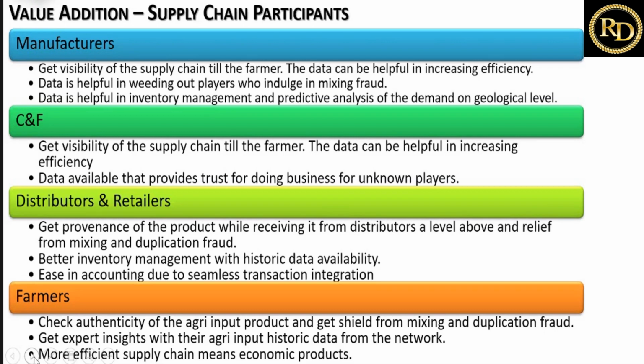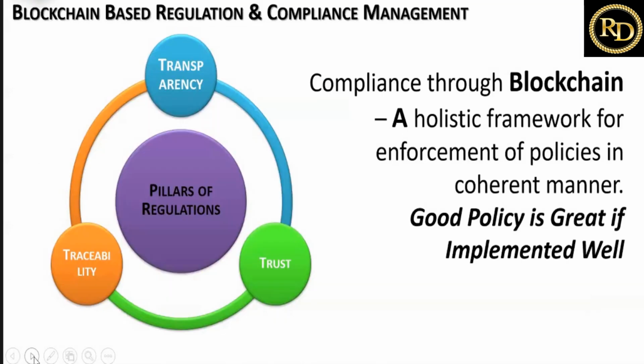Similarly, farmers can check the authenticity of agri input. I think that is very important. So typically, a farmer can just scan a QR code and send that information, and on the blockchain, it can be referred. Once a transaction is validated, you know that the product you have bought is not fake. Get expert insight with the agri input historical data from the network, and a more efficient supply chain means economic product for the farmers.